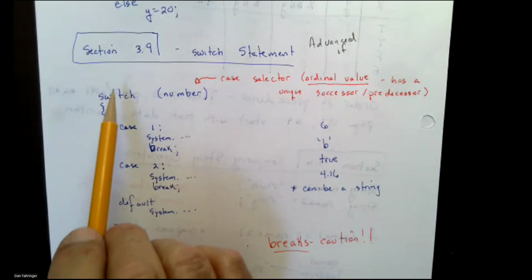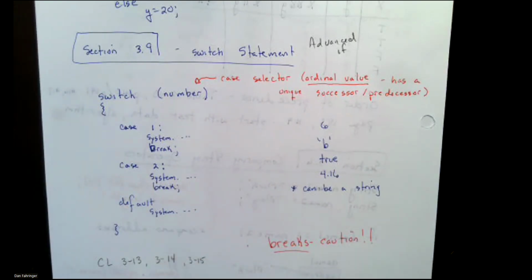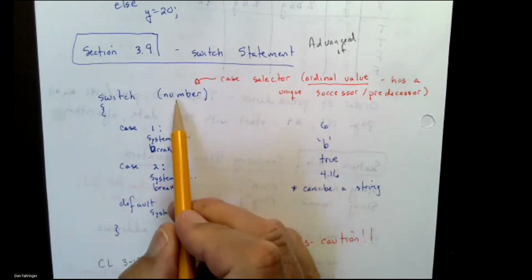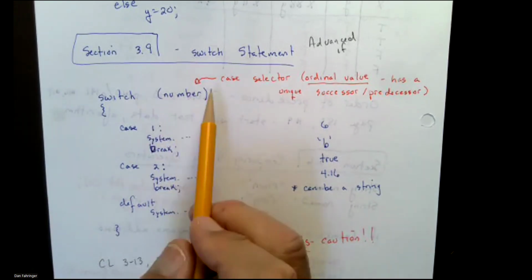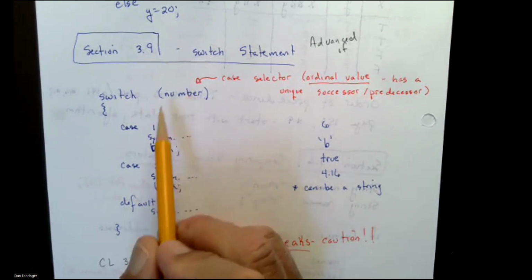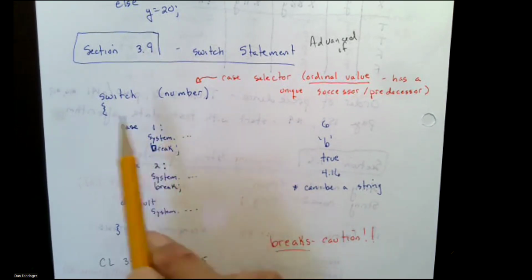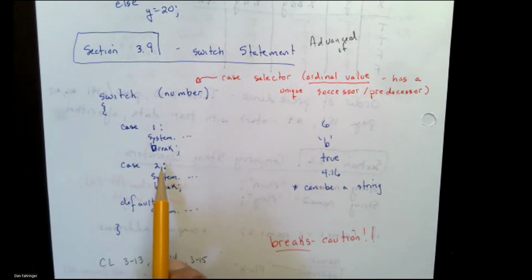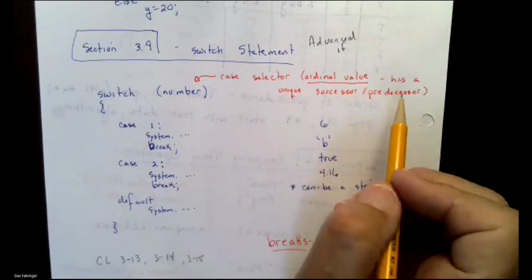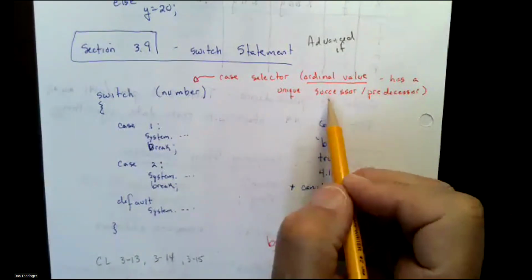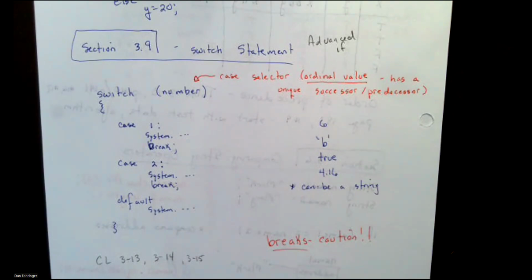So I have this thing called a switch statement, and the switch is based on this guy right here. Basically, what we're saying is if number equals 1, do this. If number equals 2, do this. And all the way down. And if it's not a 1 and it's not a 2, then we hit the default. So what do we have? This case selector is kind of an ordinal value. An ordinal value has something that comes before it, a unique successor, and a unique predecessor.